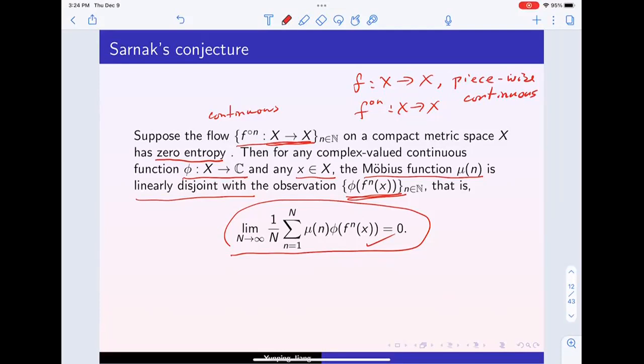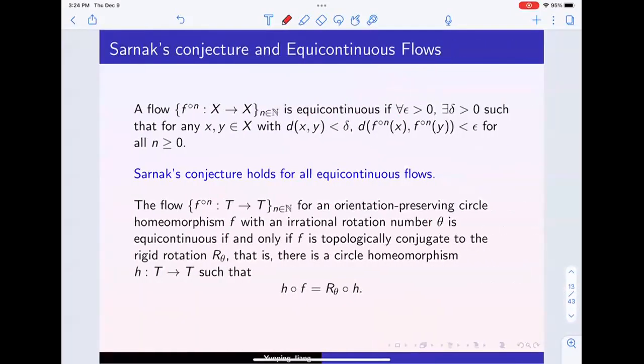Okay, now I'm going to continue. First, what do we mean when a flow is equicontinuous? Equicontinuous means for every epsilon bigger than 0, you can find a delta such that as long as the distance between x and y is less than delta, then all the orbit distances will be less than epsilon. In dynamical systems this is also called not sensitive to the initial condition. That means if you have two points which are close together, then no matter how far the orbit goes, they stay close together.